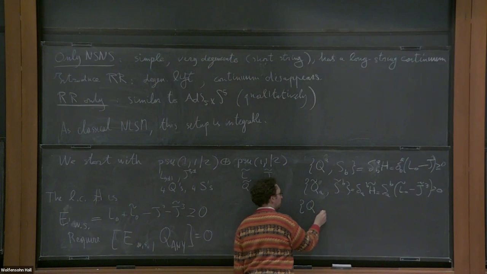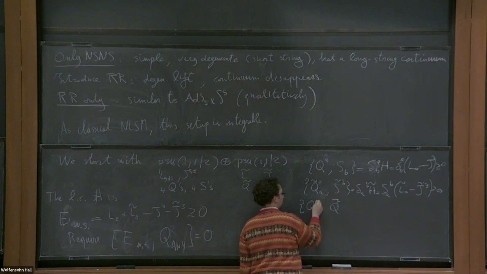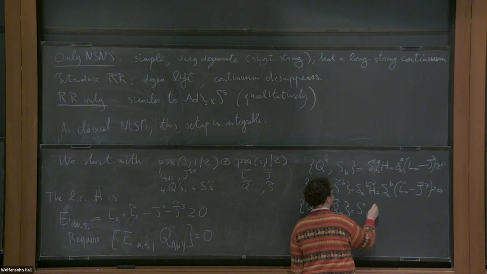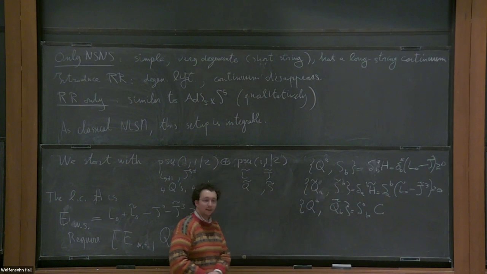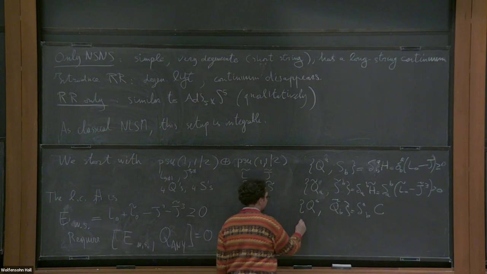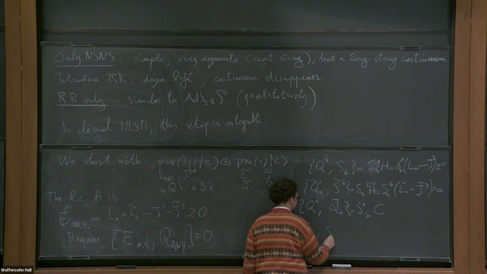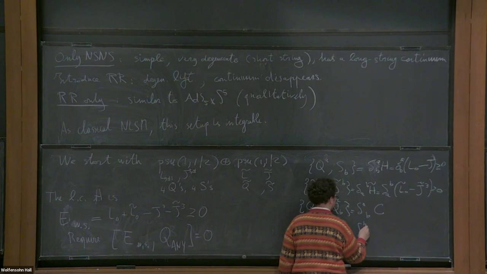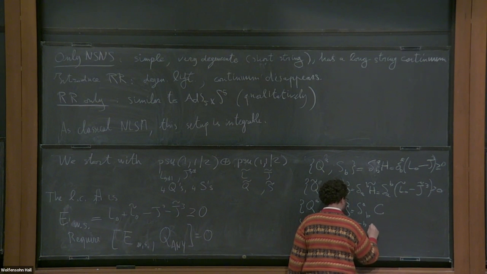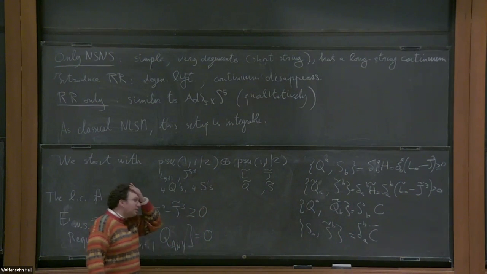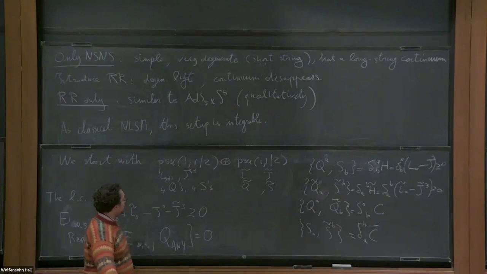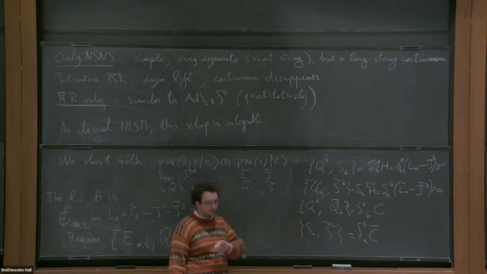What is a bit surprising is that if I go and compute the Q Q tilde anticommutator, that is not necessarily zero, but is given by some central extension C. And if I do the same thing for S and S tilde, that's not zero, but it's given by some other charge, C bar. Actually, they will be conjugated to each other. So this is an extension that relates this copy to this copy.